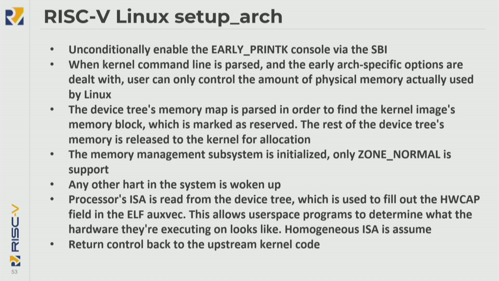In there, it simply unconditionally enabled the early print console using the SPI. And then when the kernel command line is passed and the early architecture-specific options are dealt with, the user can only control the amount of physical memory that can actually be used by Linux. The device tree memory map is parsed in order to find the kernel image memory block, which is marked as reserved.